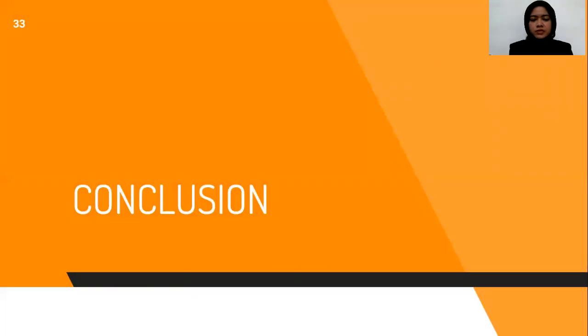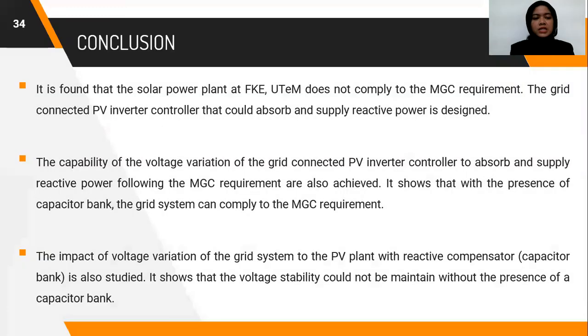So the conclusion of this project, it is found that the solar power plant at FKE UTEM does not comply to the MGC requirement. The grid-connected PV inverter controller that could absorb and supply reactive power is designed. Next, the capability of the voltage variation of the grid-connected PV inverter controller to absorb and supply reactive power following the MGC requirement are also achieved. It shows that with the presence of capacitor bank, the grid system can comply to the MGC requirement.